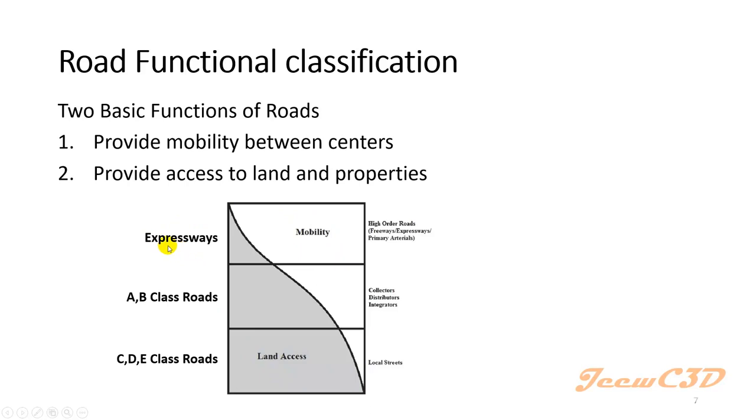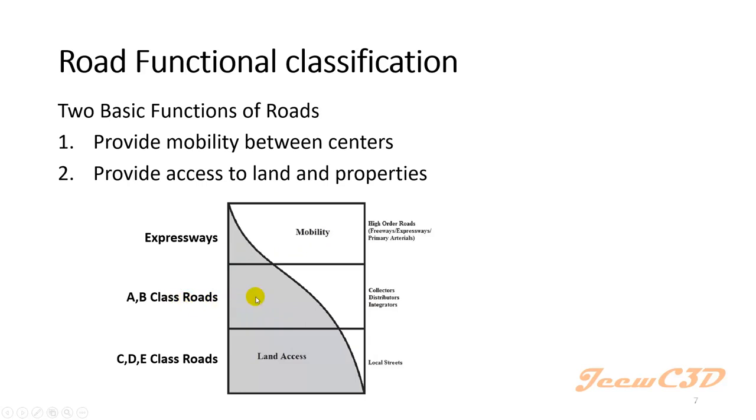chart, you can see expressways have more mobility but less accessibility. That means you can't stop everywhere on an expressway. You can't stop, only after going through an interchange. So you have less access but more mobility.